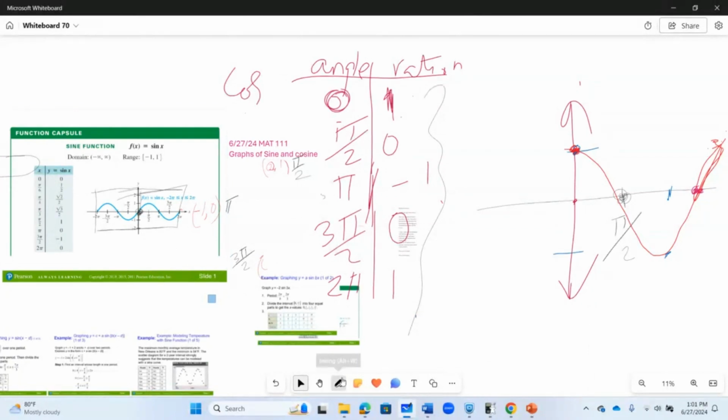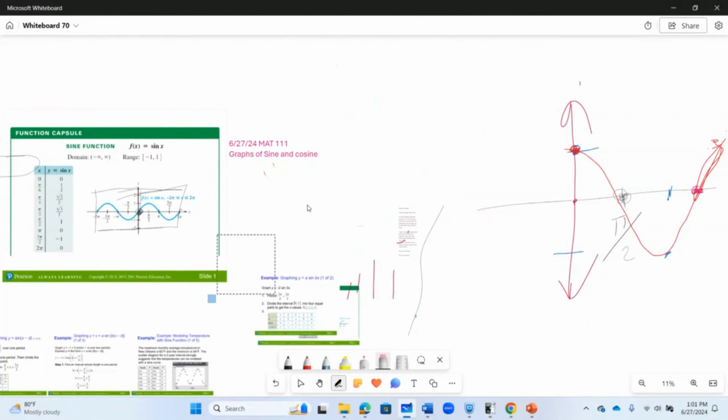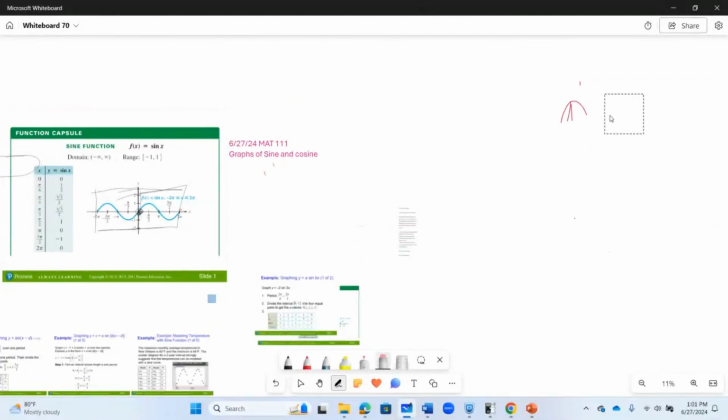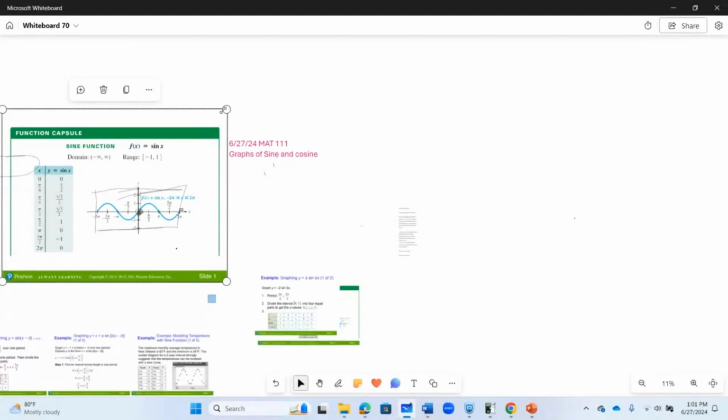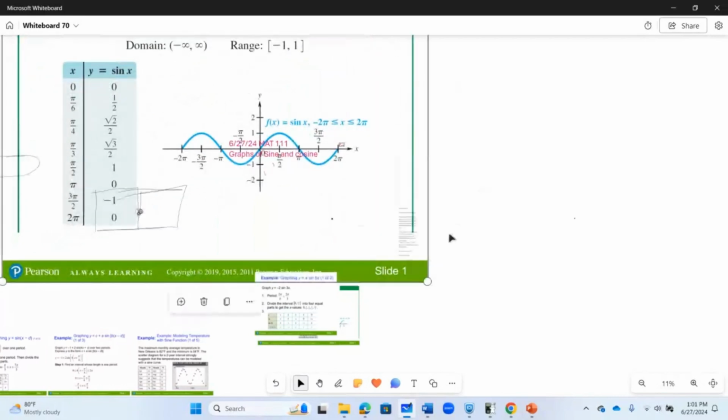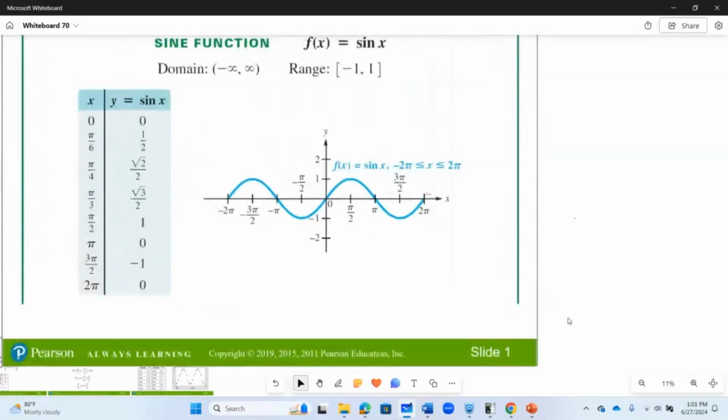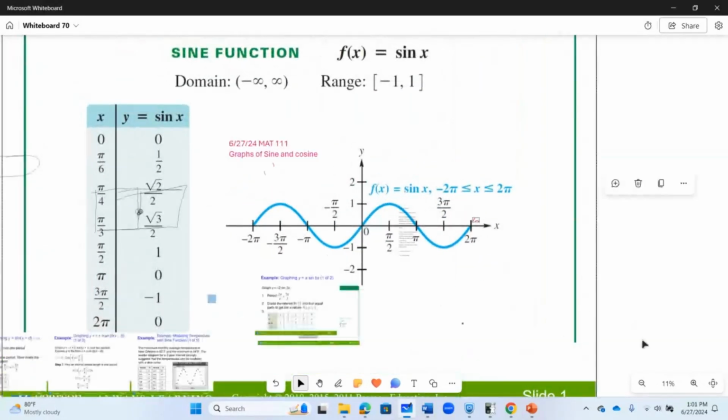And I'm going to clear the things that I don't need here. I'm going to clear these. I'll make this one bigger so that we can see it better. So this is our sine curve, the one we started with. But the book drew 2 cycles. That's okay. 2 cycles are good.